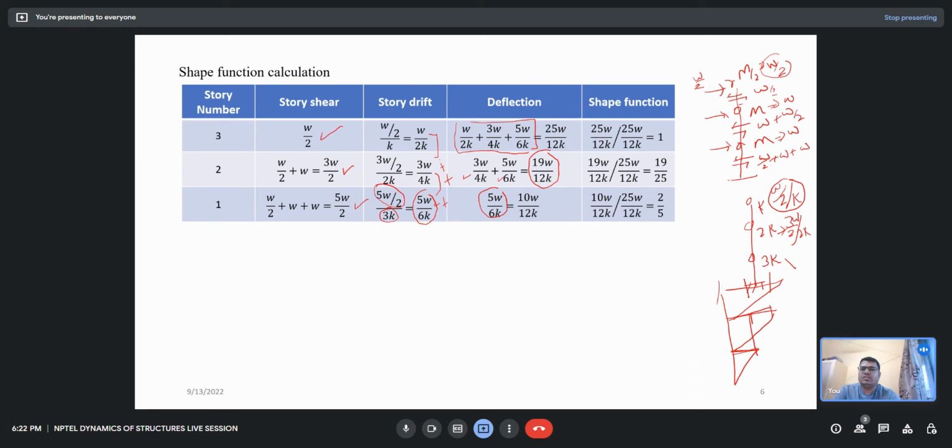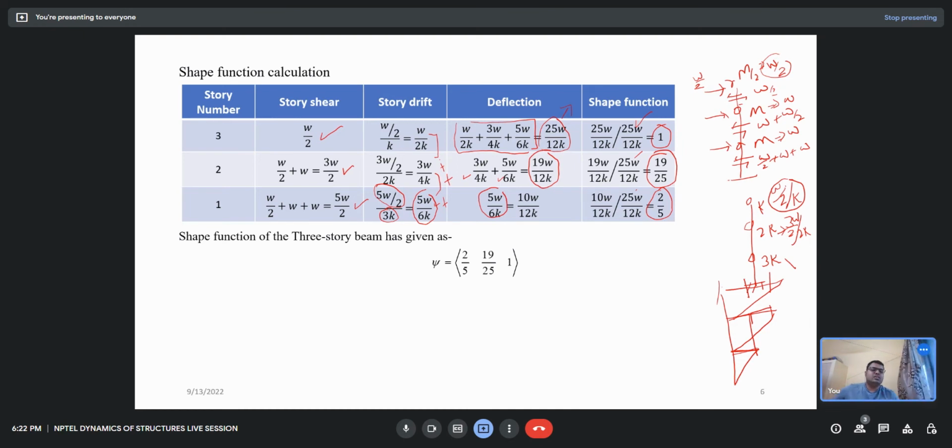Now we want to get the deflection. After getting the deflection, we can calculate the shape function. So here we are considering the maximum deflection, which is 25W by 12K. If I divide each deflection by 25W by 12K, I will get the shape function. So I divide all of them by the topmost deflection, which is the maximum, and obviously that gives 1. That comes out to be 19 by 25, and that is 2 by 5. So this way I calculate the shape function: 2 by 5, 19 by 25, and 1.